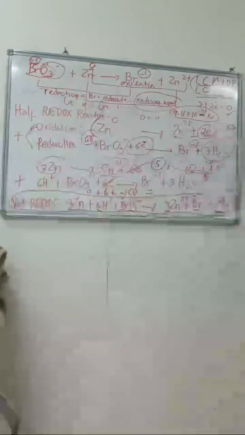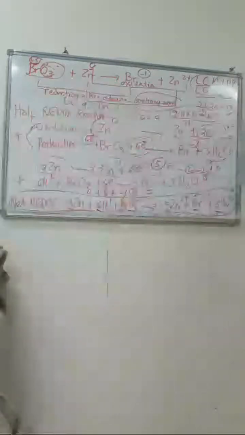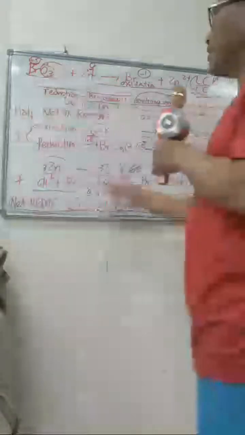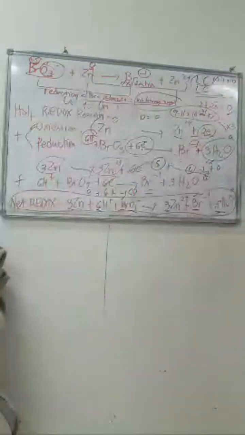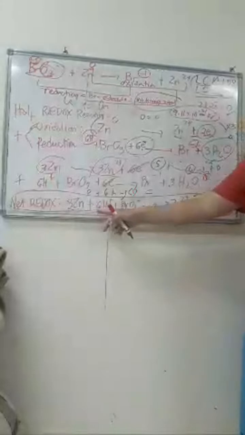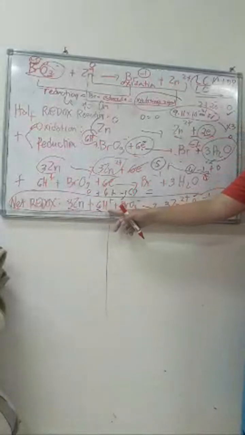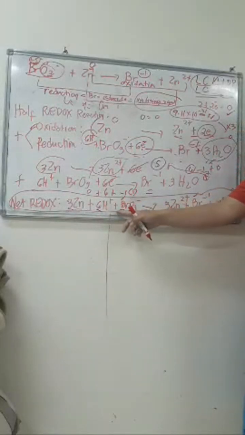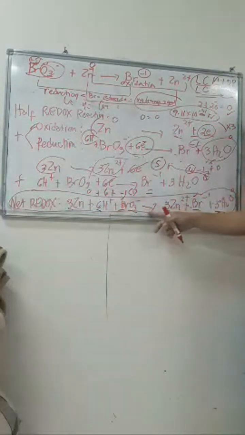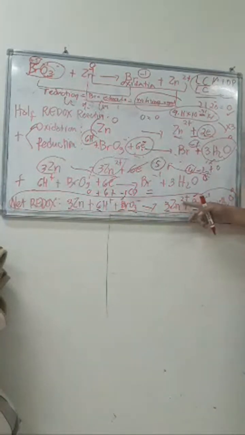So we could say definitely, absolutely, that our net redox in this particular example, a basic redox in acidic solution, will be 3 moles of zinc plus 6 moles of hydrogen positive ion plus bromate is equal to 3 moles of zinc 2 plus, bromide, plus 3 moles of water.